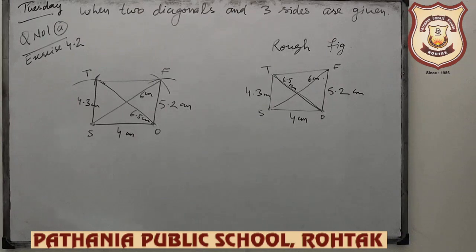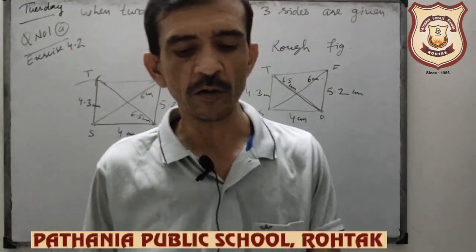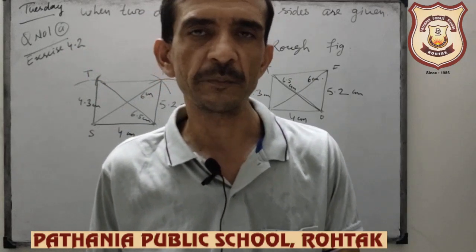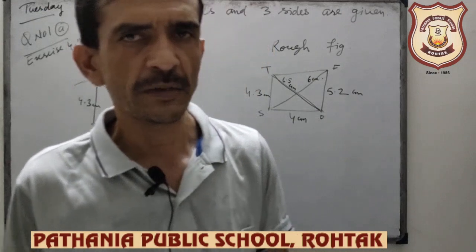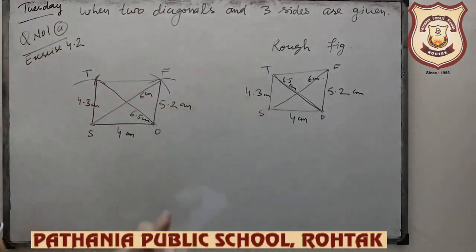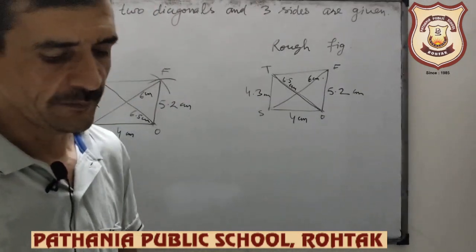Now beta, all parts of 4.2, question number 1, all parts A, B, C, D, these 4 parts are quite the same, exactly alike, same type, you have to draw them in the same way. Any problem you can ask me any time.